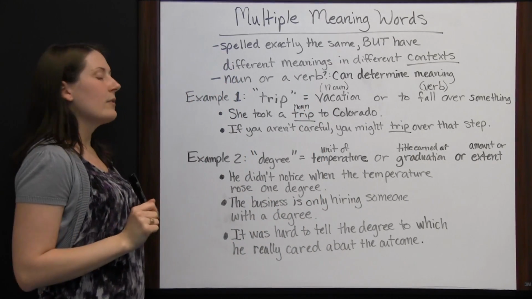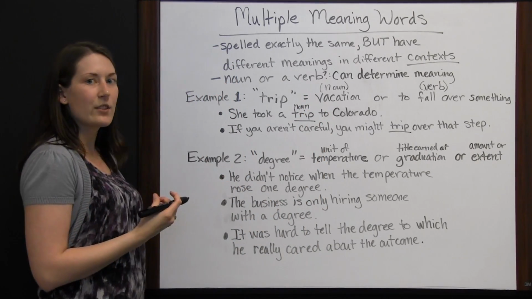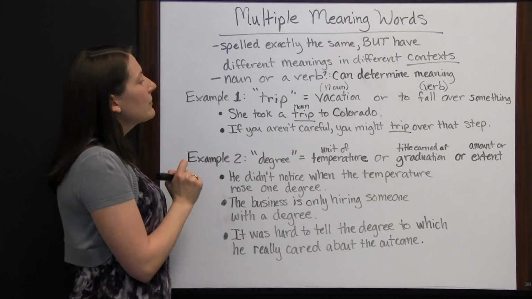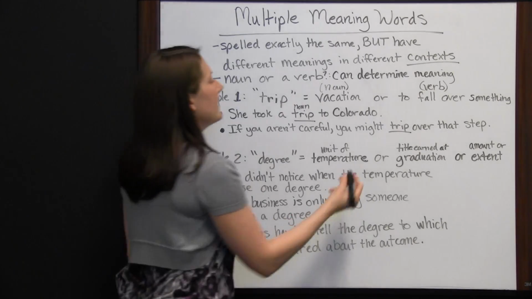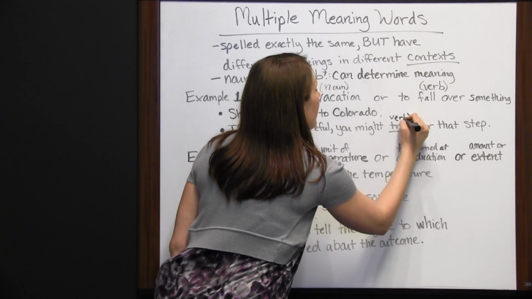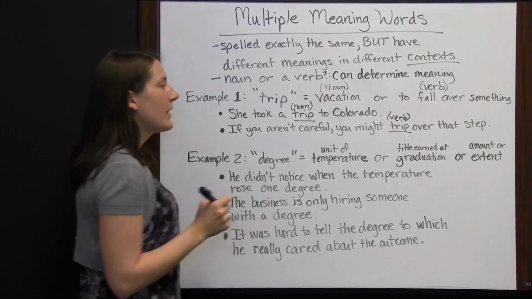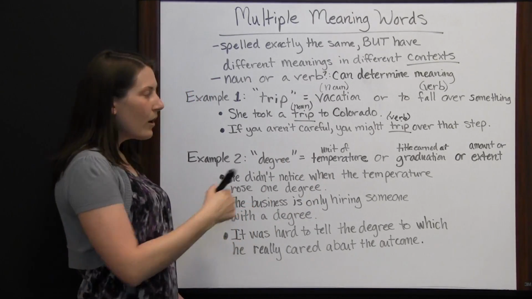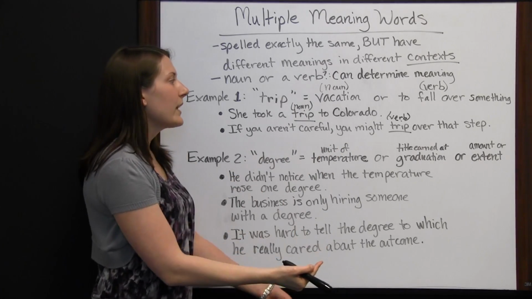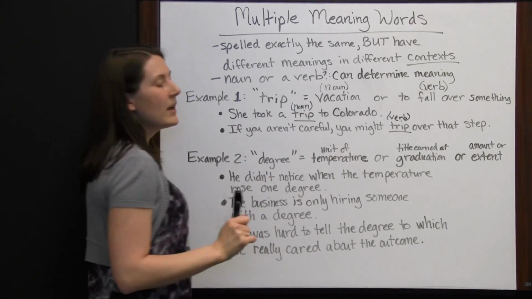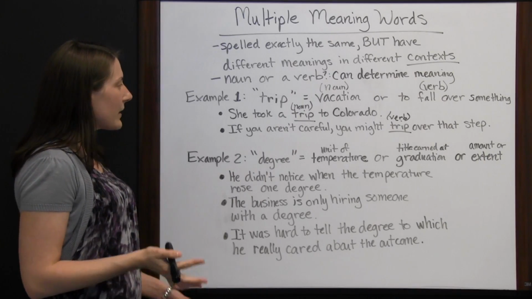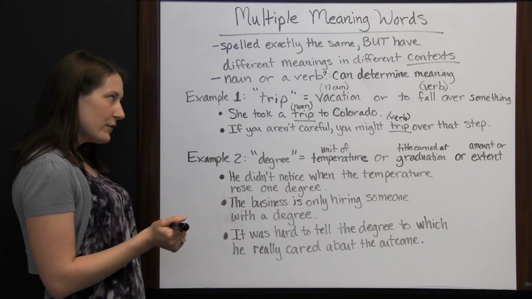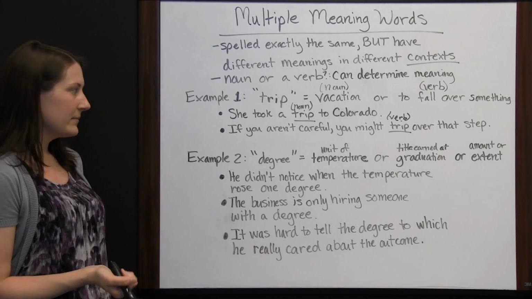Alternately, you could say, oh, a trip is a thing you might take, so it's a noun, so it has to mean vacation. If you aren't careful, you might trip over that step. This one is being used as a verb, so you know it means you might fall over that step. Alternately, you could say, you might trip over that step. Oh, in this sentence, trip is something you're doing, so it has to be a verb in this sentence. So either way, finding out if it's a noun or a verb can help you figure out which version of the word you're using in that sentence.